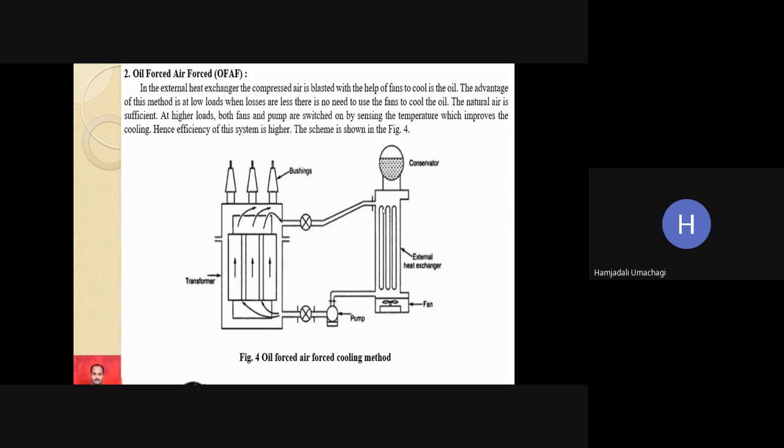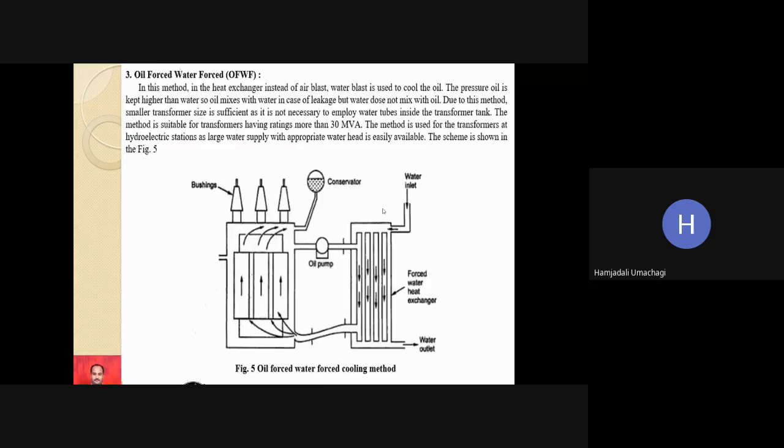Then shall I move to the last cooling method now? So the last type of the cooling method is oil forced, water forced. Can you see this slide, all of you? Yes, sir. Okay.